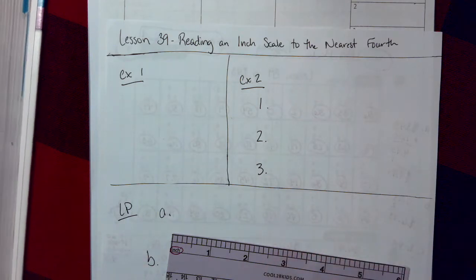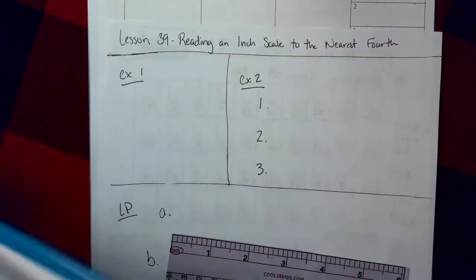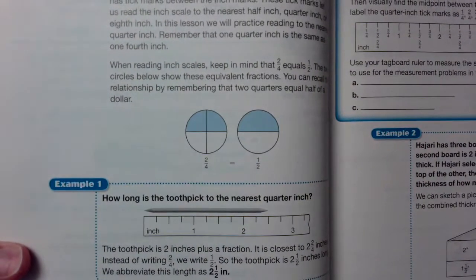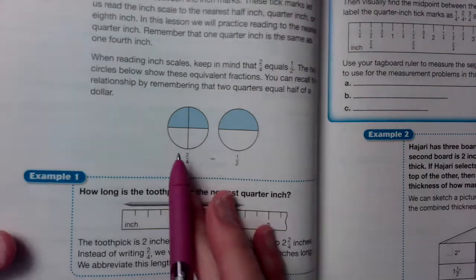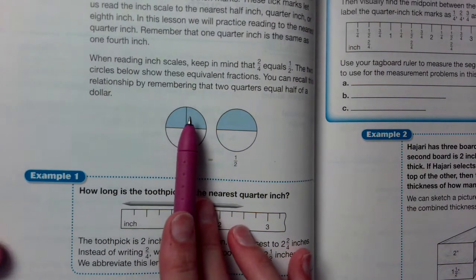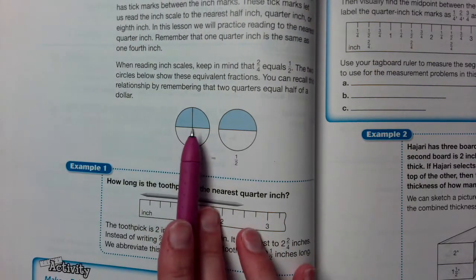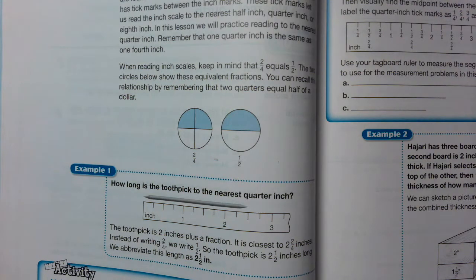If you look in your book, we have to remember something important. Remember that 2/4 equals 1/2. See here, there's the same amount of these as shaded. And 2/4 equals 1/2.